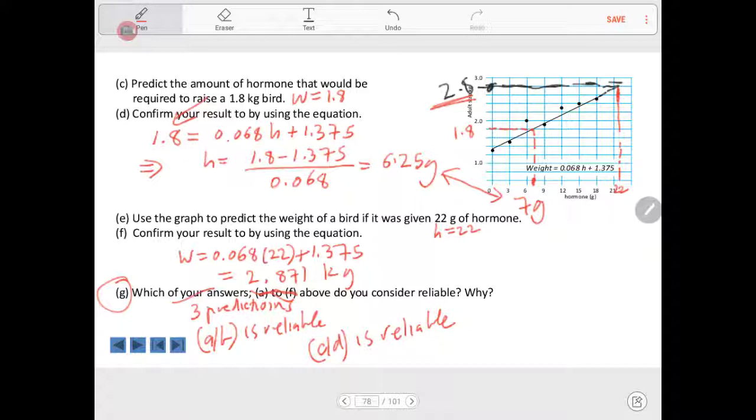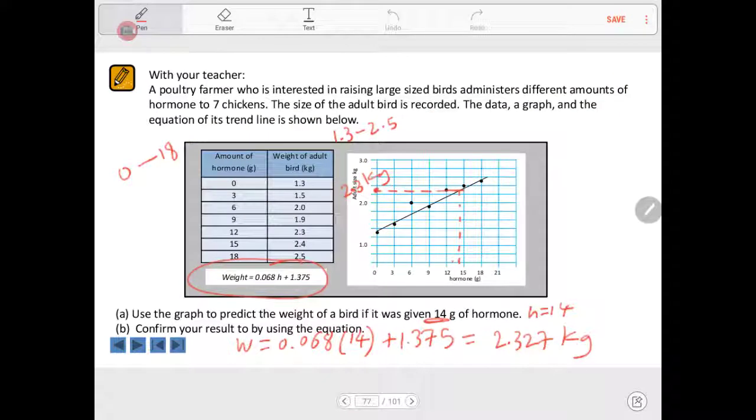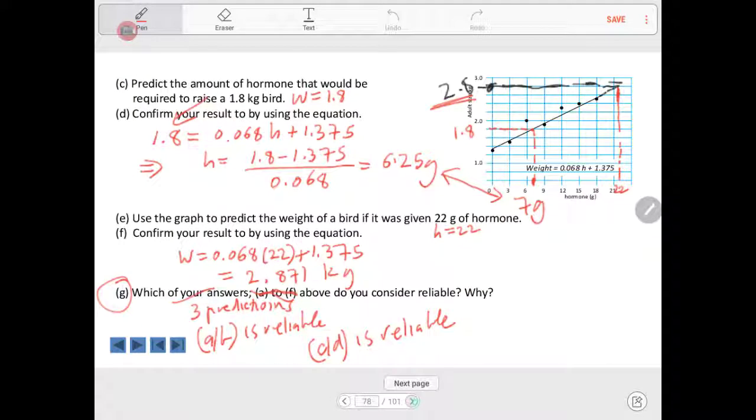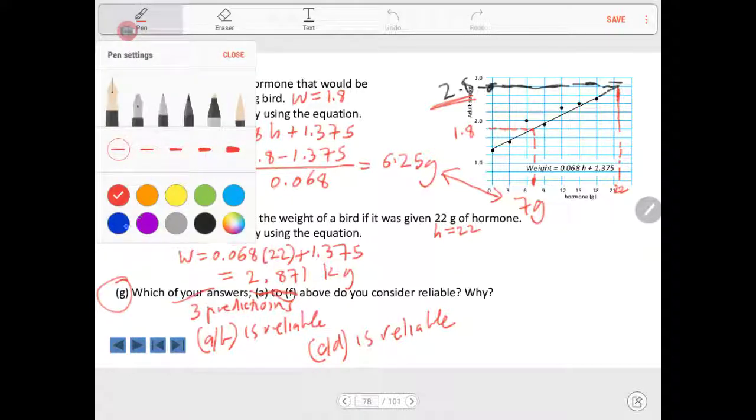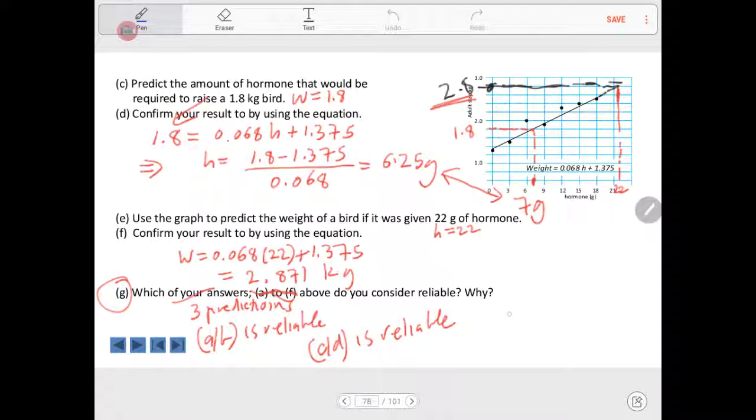What about the last one? Well, we did talk about the fact that it was an extrapolation. That the line doesn't even go up that far, and 22 grams of hormone. Well, if we look at the level of hormone, the range was from 0 to 18. 22 is outside of that range. So this is an extrapolation. So not reliable. So E/F, the last one, is not reliable because it's outside the bounds of the data. It's an extrapolation.